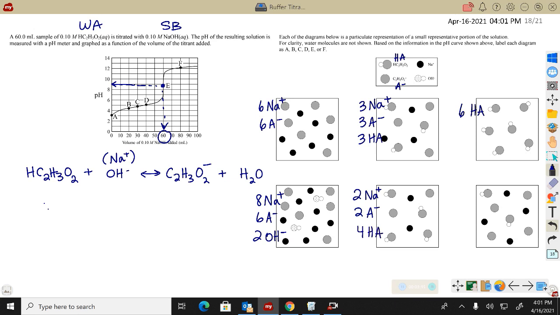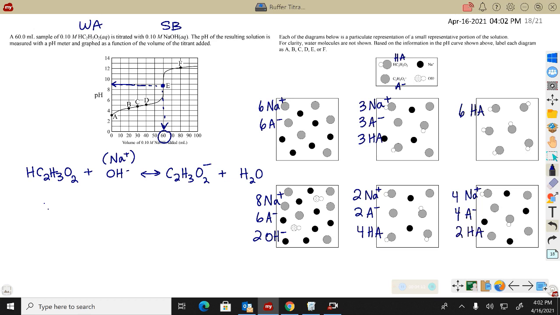And finally, and this is the easy part, right? I think I can count these guys. 1, 2, 3, 4. Well, that's a bad 4. I can do better. 4 sodium. 1, 2, 3, 4 A minus. And 1, 2 HA. Fantastic.